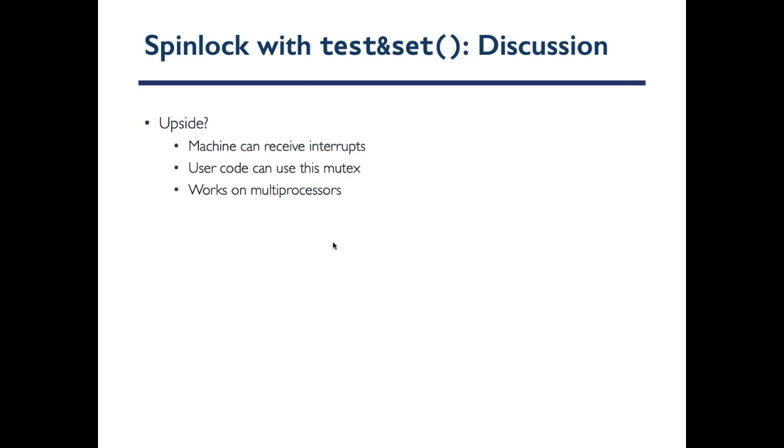The upside of this is that we got rid of interrupts. And all the instructions that you saw in the previous slide, they can all be executed in user mode. So we can actually allow a user mode library to implement their own mutexes. The other good thing about it is that it actually works on multiprocessors. There is nothing about this that would restrict us to uniprocessor.